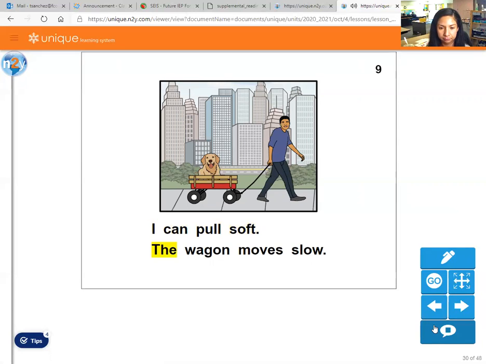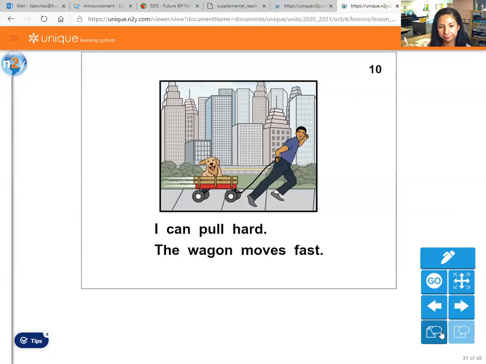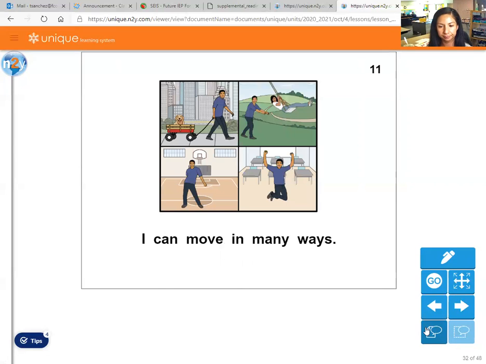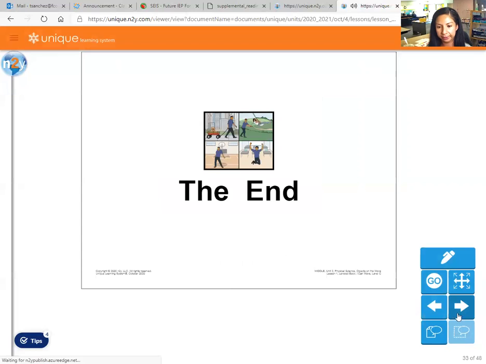I can pull soft. The wagon moves slow. Okay, here he's walking and pulling the wagon slowly behind him. I can pull hard. The wagon moves fast. And now looks like he's running. His hands are moving, his feet are moving, and the dog's ear is moving. Looks like it's flying. Okay, or flapping in the wind. They look like they're having fun. I can move in many ways. Okay, those are different ways that he can move. The end. Okay, the end.